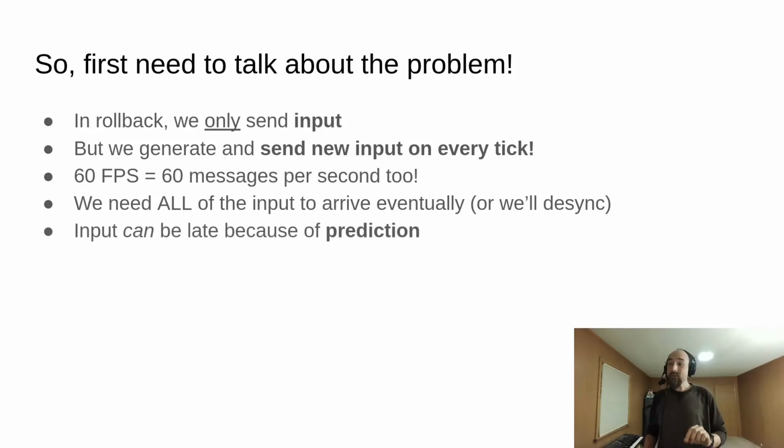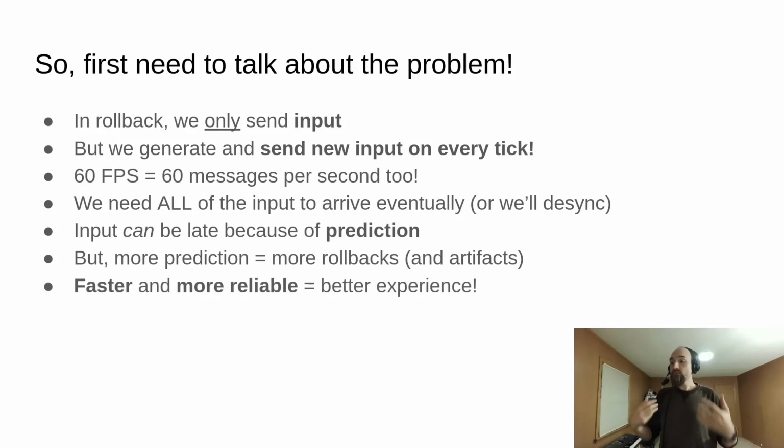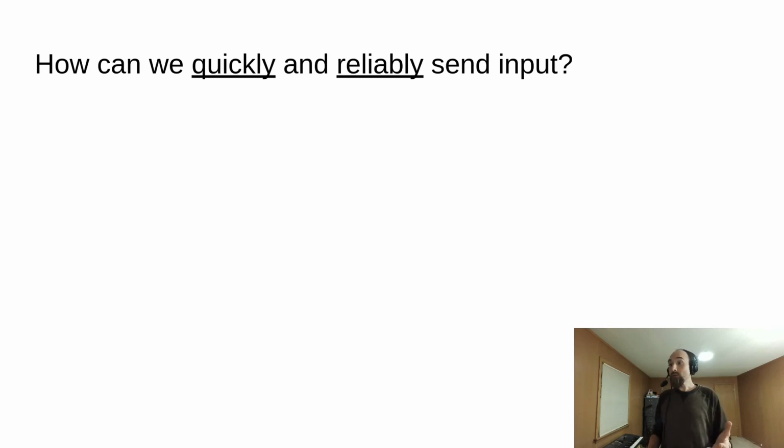It's okay if input is late because we're doing prediction, but the more prediction we do, the more rollbacks will happen and the more artifacts the player will see. So the faster and more reliably we can send that input, the better experience we can give to our players. So the problem is, how can we quickly and reliably send input?